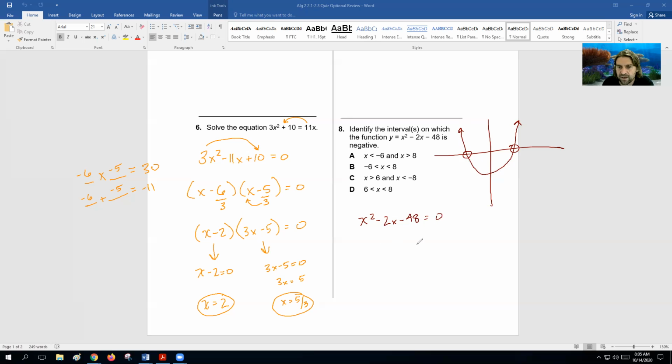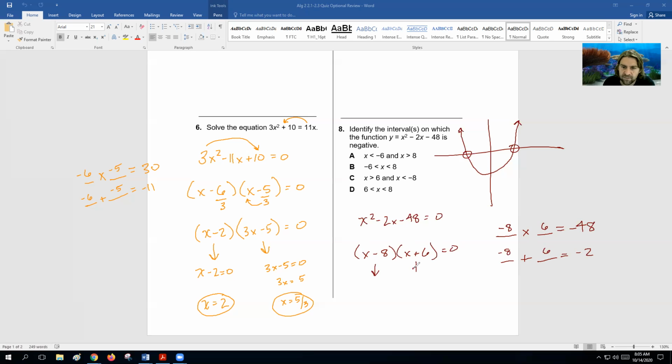Okay, so let's solve this problem here. It's already set equal to 0. We just need to factor it. What two numbers multiply together to get us negative 48 and add together to get negative 2? Think about it for a minute. It'd be negative 8 and positive 6.